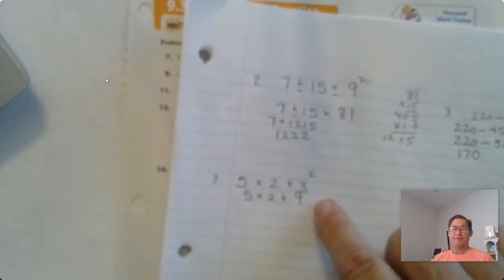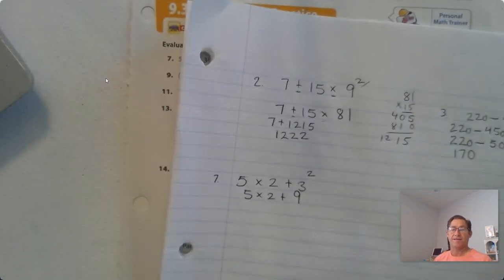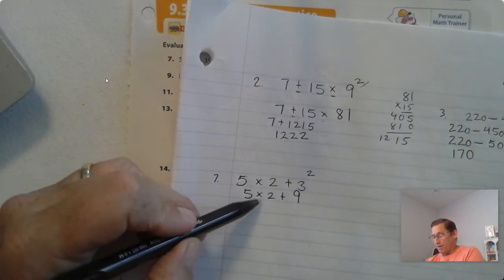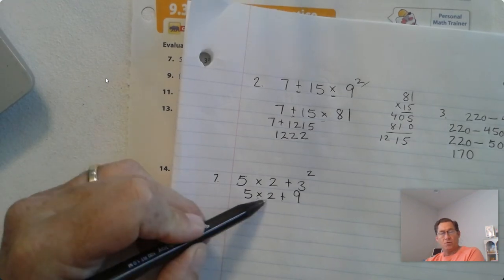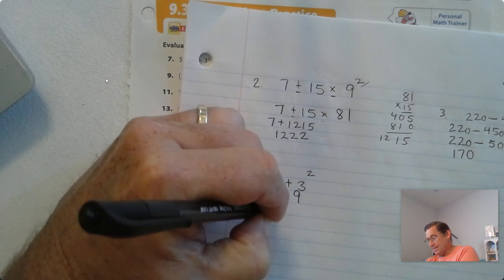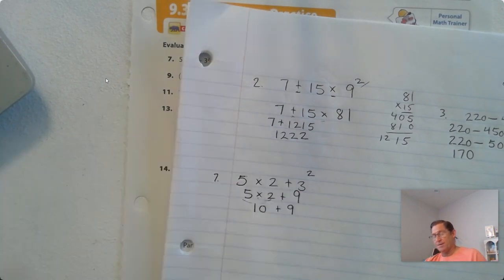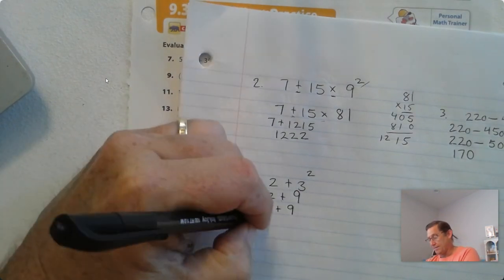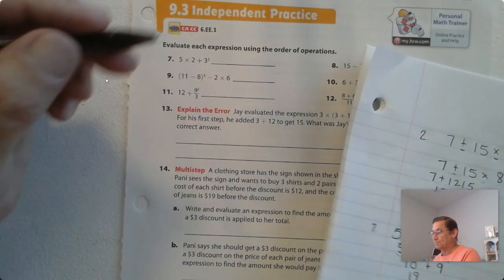And 3 squared is 3 times 3. So 3 times 3 is 9. All right, now we have multiplication and addition. We're only going to do the multiplication. So 5 times 2 is 10. And 10 plus 9 is 19.